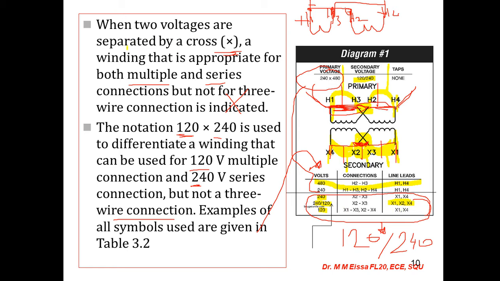When two voltages are separated by a cross, it means a winding that is appropriate for both multiple and series connection, but not for three wire connections, as indicated. So there are no three wire connections here. A notation like 120 multiply 240 is used to differentiate windings that can be used for 120 multiple connection and 240 series connection. But once more, there is no three wire connection. This is the notation that is used here.